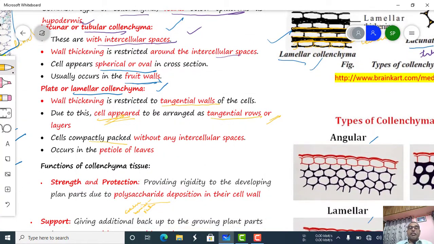Cells are compactly packed without any intercellular space. So angular collenchyma and lamellar collenchyma do not show the presence of intercellular space. It is the tubular collenchyma or lacunar collenchyma which shows the intercellular space, and generally lamellar collenchyma occurs in the petiole of the leaves.